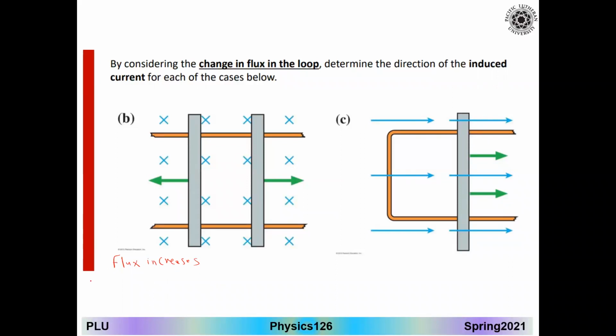Since the flux increases, what happens to the induced magnetic field? According to Lenz's law, when the magnetic field increases, the loop will try to resist this action by generating an induced magnetic field to reduce the increase. So the induced magnetic field will point out of the page.